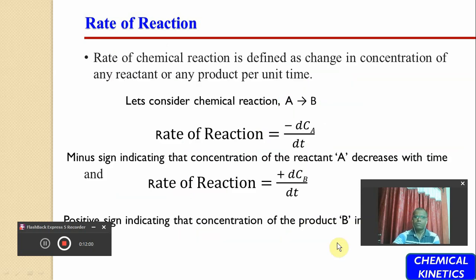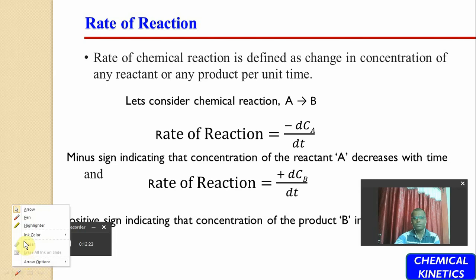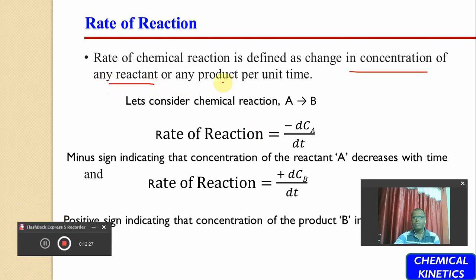Okay, so with this change in concentration of the reactant to the change in time, or change in concentration of product to the change in time, we are able to define the rate of reaction. It means that we are also able to define the rate of reaction in terms of concentration of reactant as well as concentration of the product. Here, the rate of reaction is simply the change in concentration of any reactant or any product per unit time.